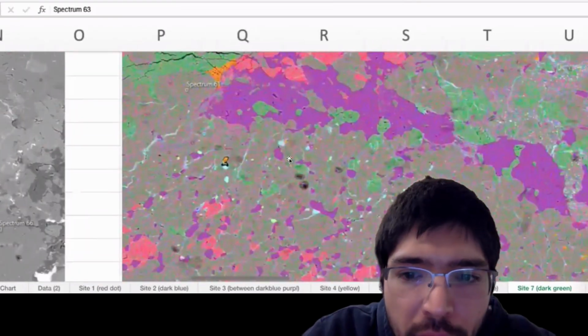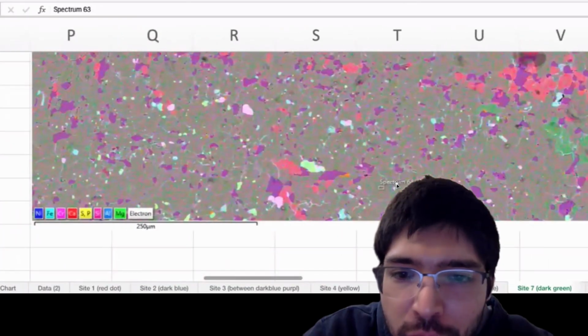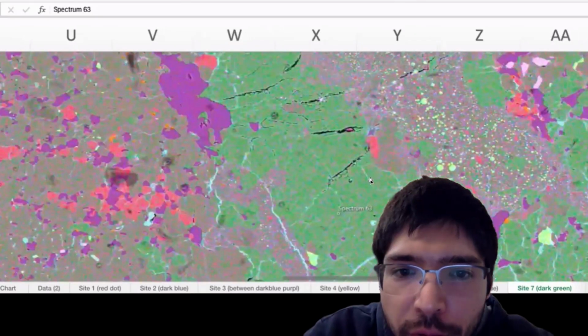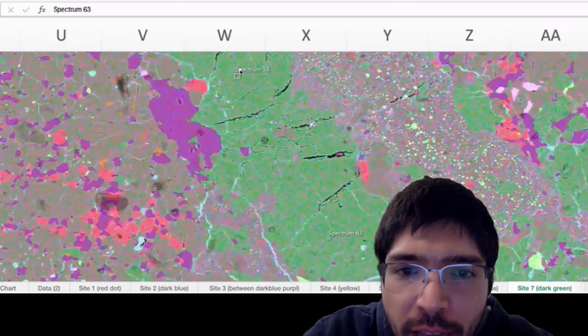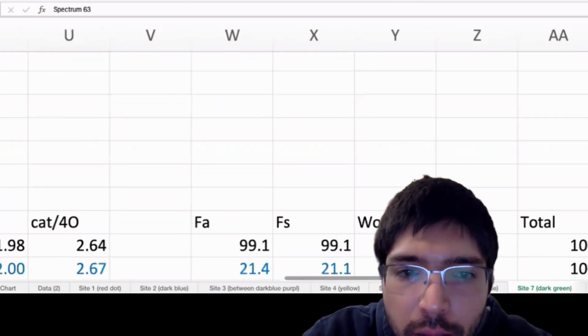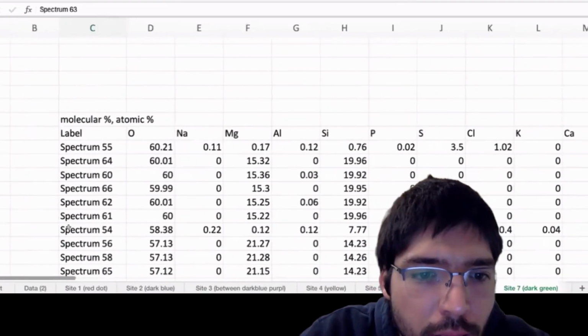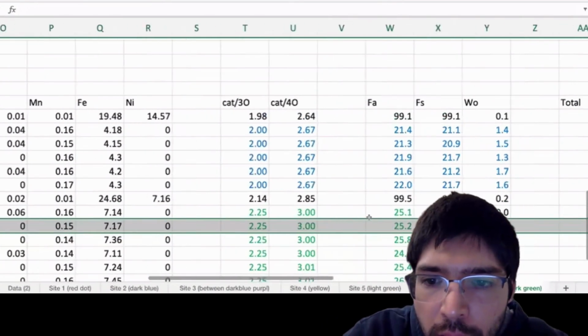One of the downsides of taking all these images and putting them in is that they make the spectrum boxes just so small. So you really have to zoom in. So we can see it sort of right here. It's not near the vein. So 58, I would expect to be similar because they're from the same olivine grain. And so if I just go back to 58, that's right. Where is it? Right here. And we can see that this one is 25.2.